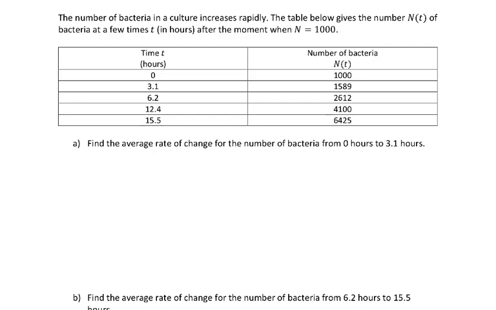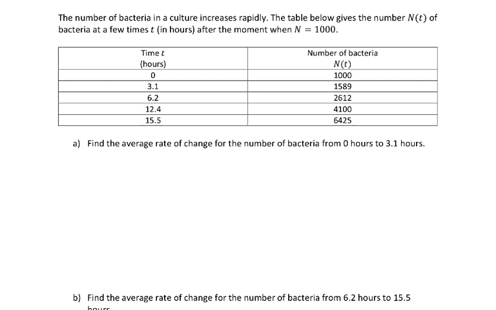Hi everyone, welcome back. This video is going to focus on average rate of change, but in the context of a word problem. Let's see what it says here. It says the number of bacteria in a culture increases rapidly. The table below gives the number N of t of bacteria at a few times t in hours after the moment when N is 1,000.